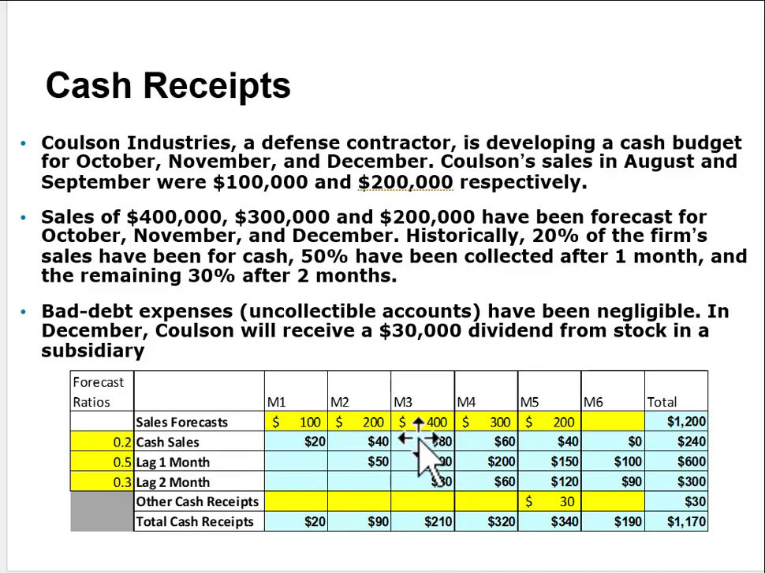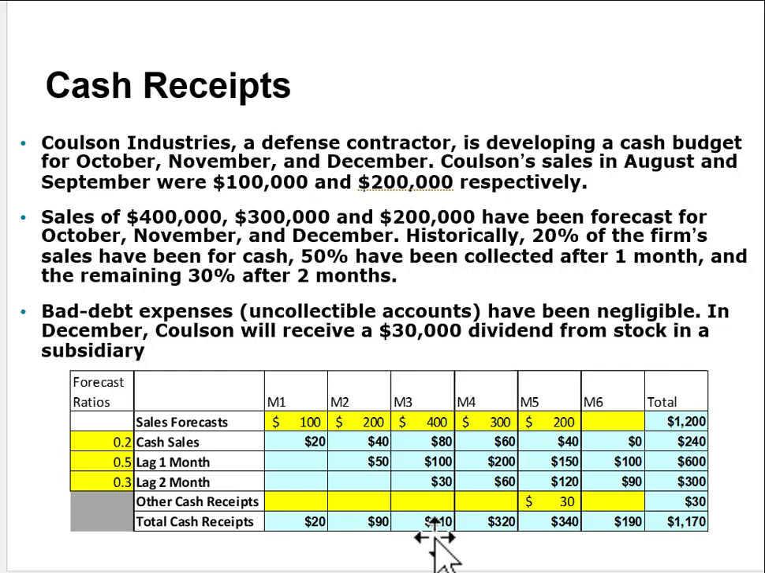But as we see here, in month 3, we received $400,000, 20% was cash. So $80,000 was cash. Now, the next month, we get half of that. Half of 400 is 200. The next month, we get 30% of 400. That's 120. So if you add up these three, this diagonal, it adds up to the 400,000.